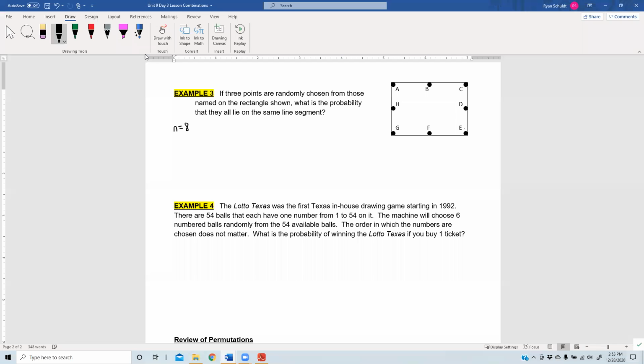How many are we choosing? We're choosing 3 points. So R is equal to 3. Now we have to figure out, is this a combination or a permutation? Let's think of this picture. Does it matter if I pick A, H, and B, or if I turn around and say, oh, I don't like that order, I want to go H, A, B? Does the order matter? No, I still pick the same 3 points. So order does not matter.